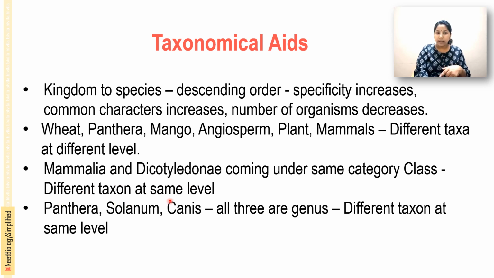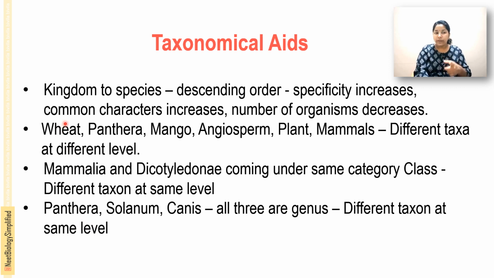Panthera, Solanum, Canis. Panthera tigris, right? That's a tiger. Solanum tuberosum, potato. Then Canis familiaris, dog. So Panthera, Solanum, Canis, these all are genus, that is, categories are similar, but tiger, potato and dog are different species, so the taxon is actually different, but all are the same category, genus. That means different taxon at the same level. I think you guys understood, right?